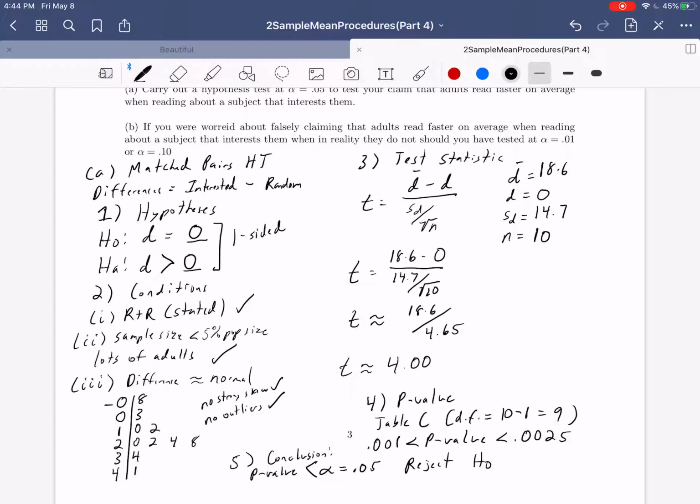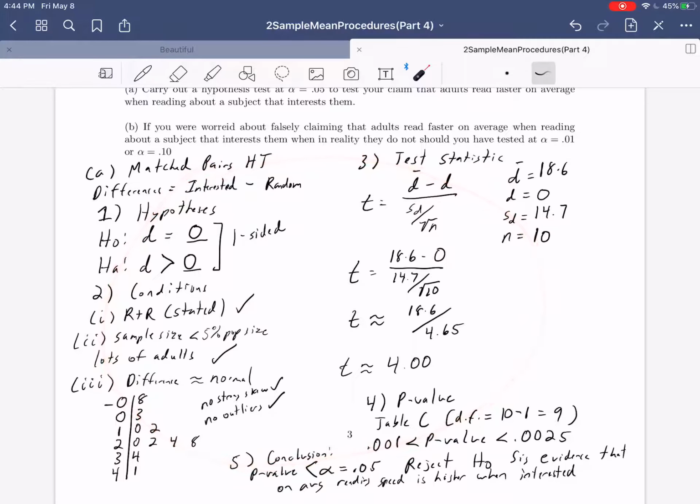So we would be saying significant evidence that on average, reading speed is higher when interested. So in other words, we're basically saying that we do have significant evidence that we believe that on average, your reading speed will be increased if you are interested in the material. Okay, so there we go.